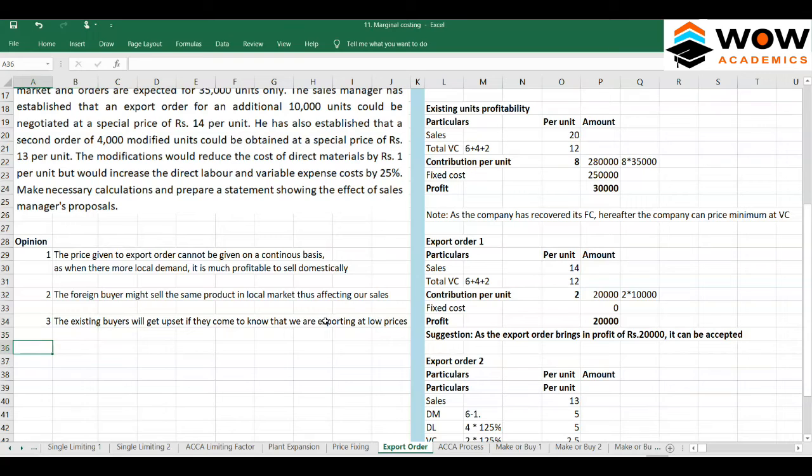And the last problem can be, if cost goes slightly above the existing cost, then export orders might become unviable. So unviable means it won't be very profitable.